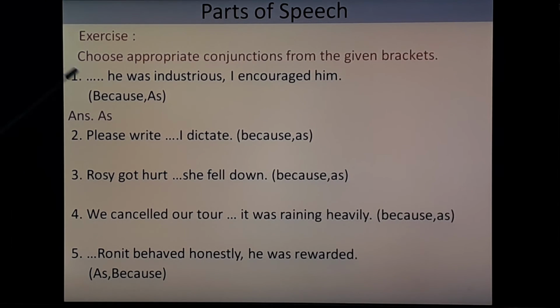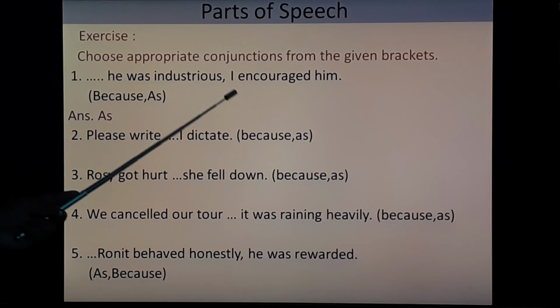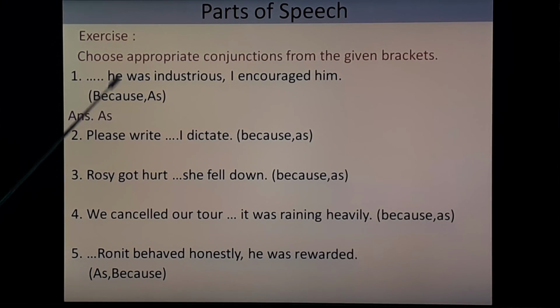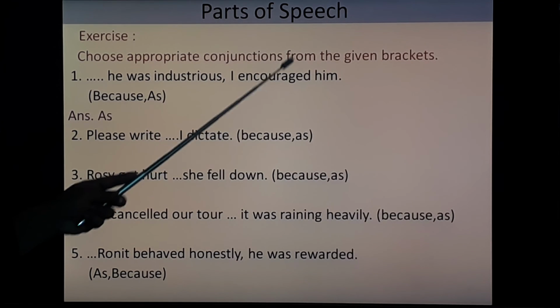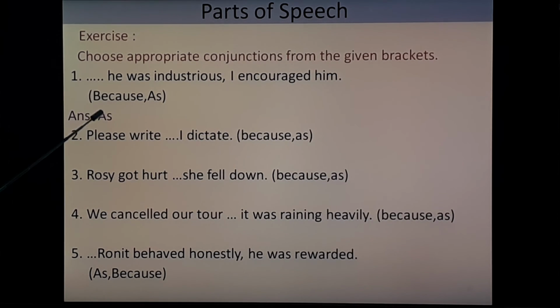First, he was industrious. I encouraged him. So, because and as both are given in the bracket. So, what will come? As he was industrious, I encouraged him. Here, in the beginning, that's why we will put as, a reason. Second, please write, I dictate. Here because and as both are given. So what will come? Please write as I dictate, the manner in which I dictate. So here please write as will come.